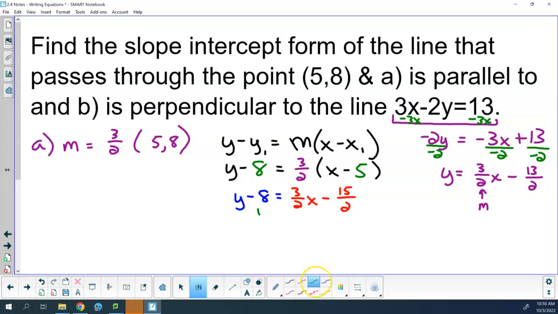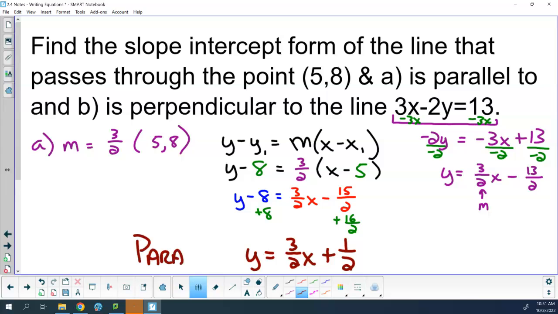I'm going to add 8 to the left, but I'm going to add 16 halves to the right. 16 halves is 8. So I am doing the same thing, except now it's in common denominator form. So that's going to be y equals 3 halves x plus 1 half. And that was my parallel.